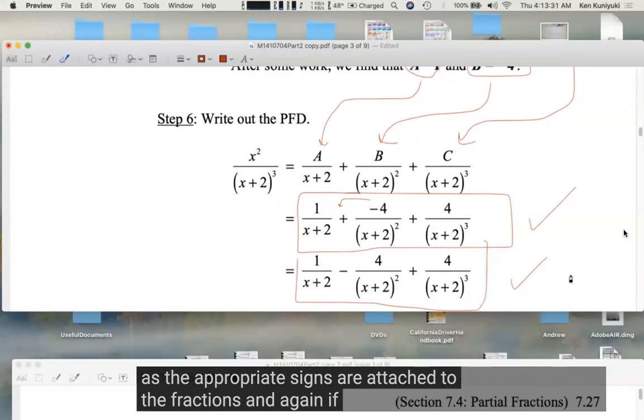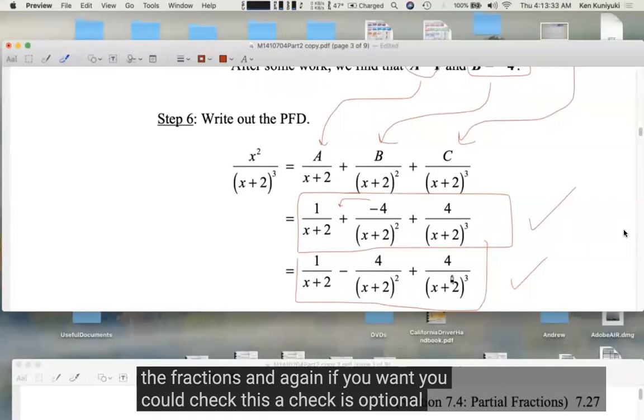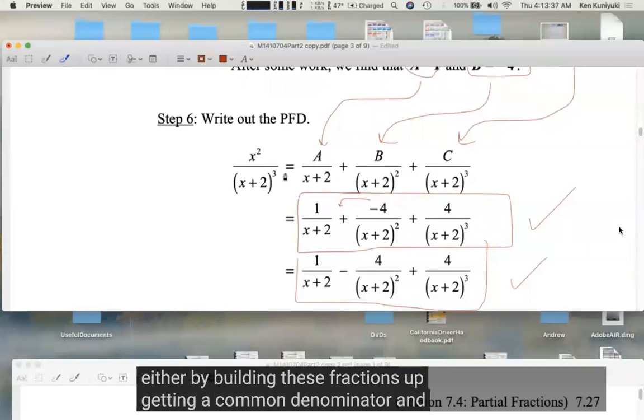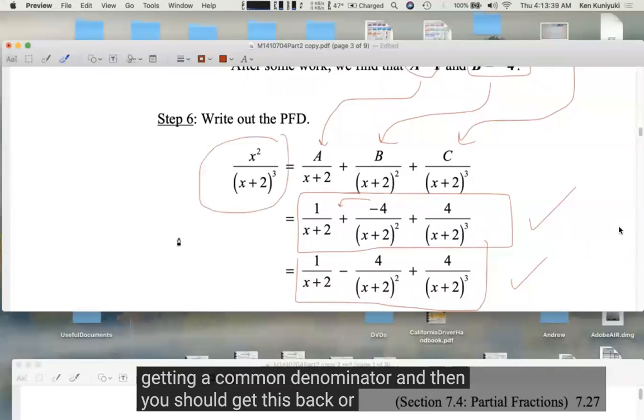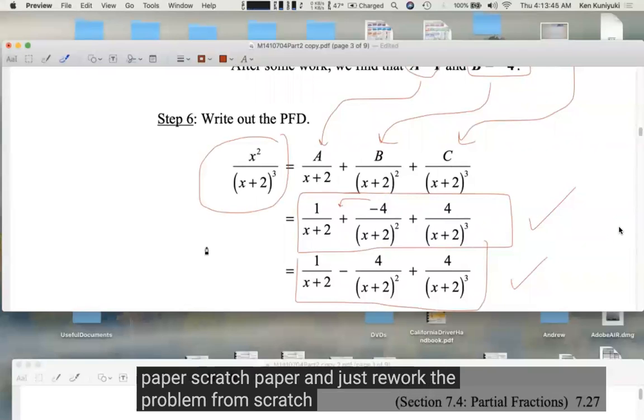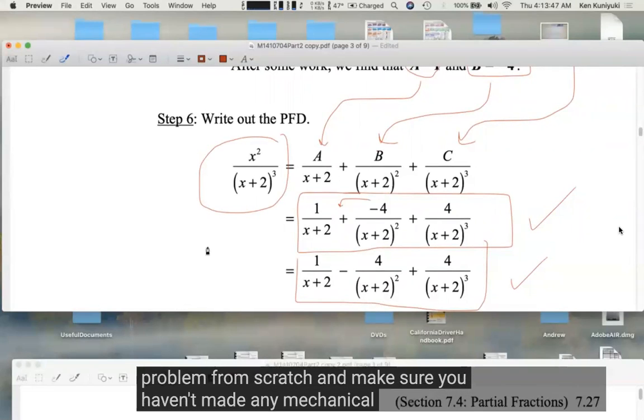And again, if you want, you could check this. A check is optional, either by building these fractions up, getting a common denominator, and then you should get this back. Or it might be easier just to take a blank piece of paper, scratch paper, and just rework the problem from scratch and make sure you haven't made any mechanical errors.